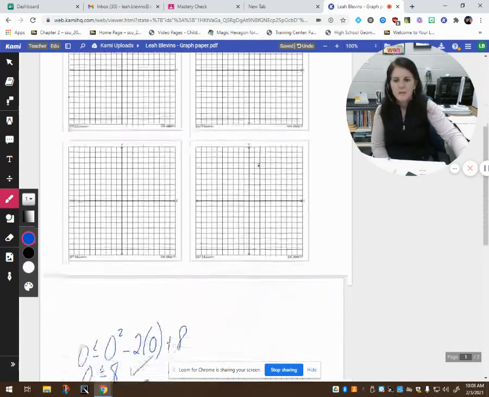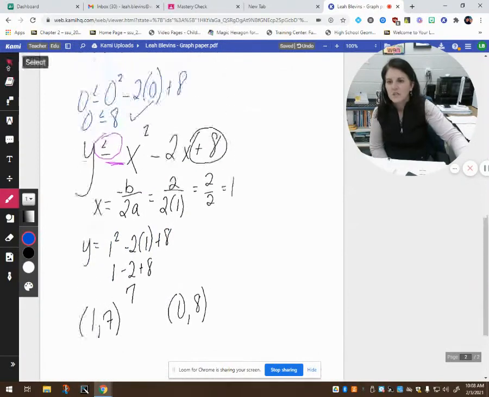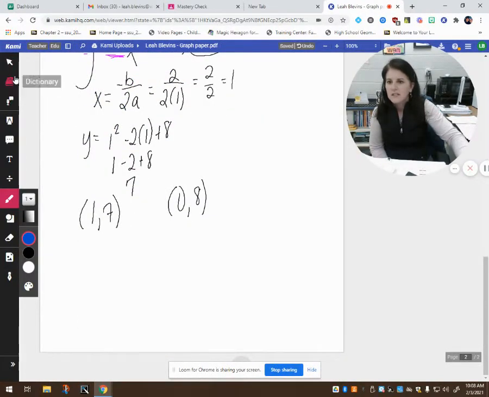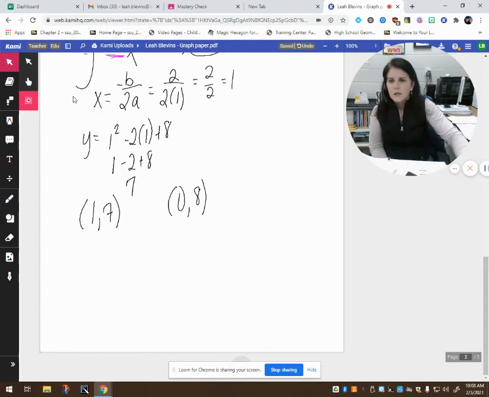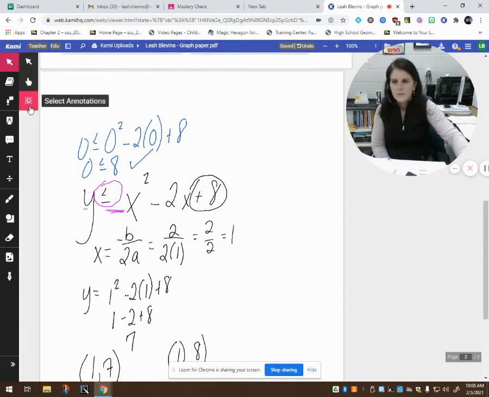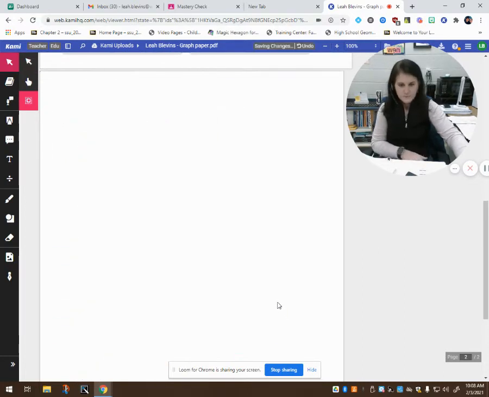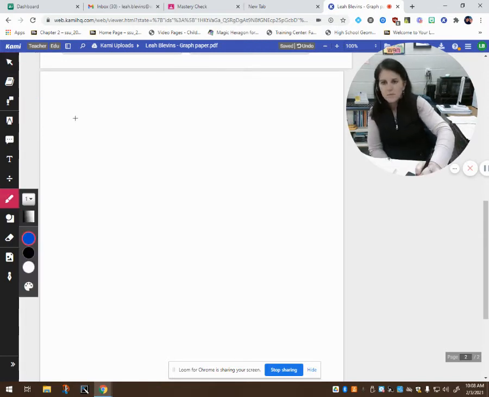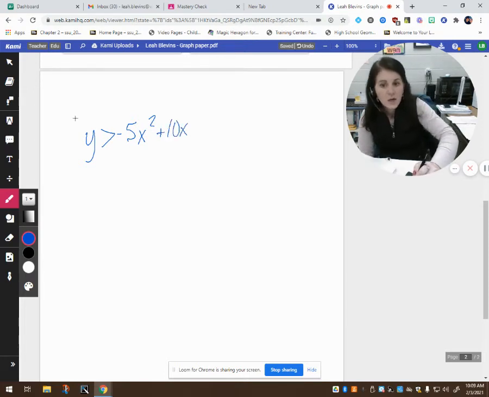Okay, the next quadratic equation that I would like to graph, let me delete some of this here so we have more room. It is y is greater than negative 5x squared plus 10x. Now, I encourage you to pause the video and in a notebook, try to figure this out. I'm going to go ahead and put plus 0 so that we know what our y-intercept is.